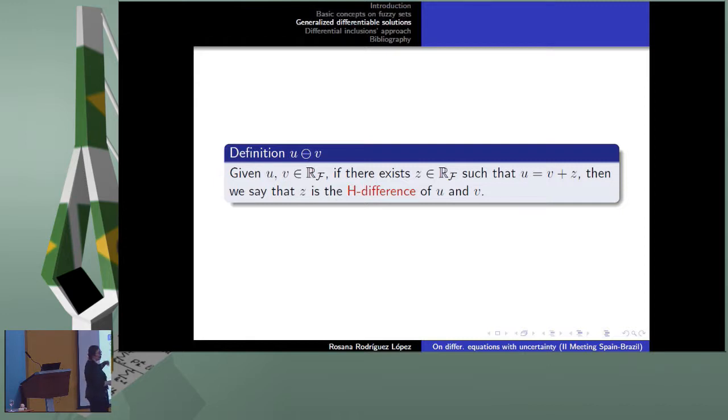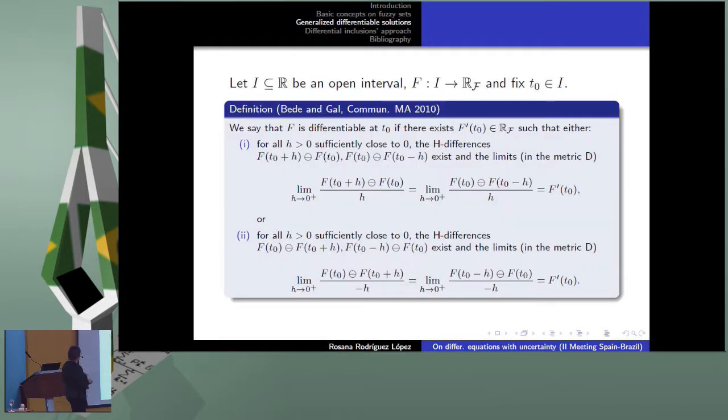In the fuzzy case, it's not so simple because you have different alphas, so you have to check more properties, especially if you are considering a lot of restrictions on the definition of what is a proper fuzzy set. But considering this difference and assuming it exists, the classical notion of derivative can be extended quite straightforwardly.